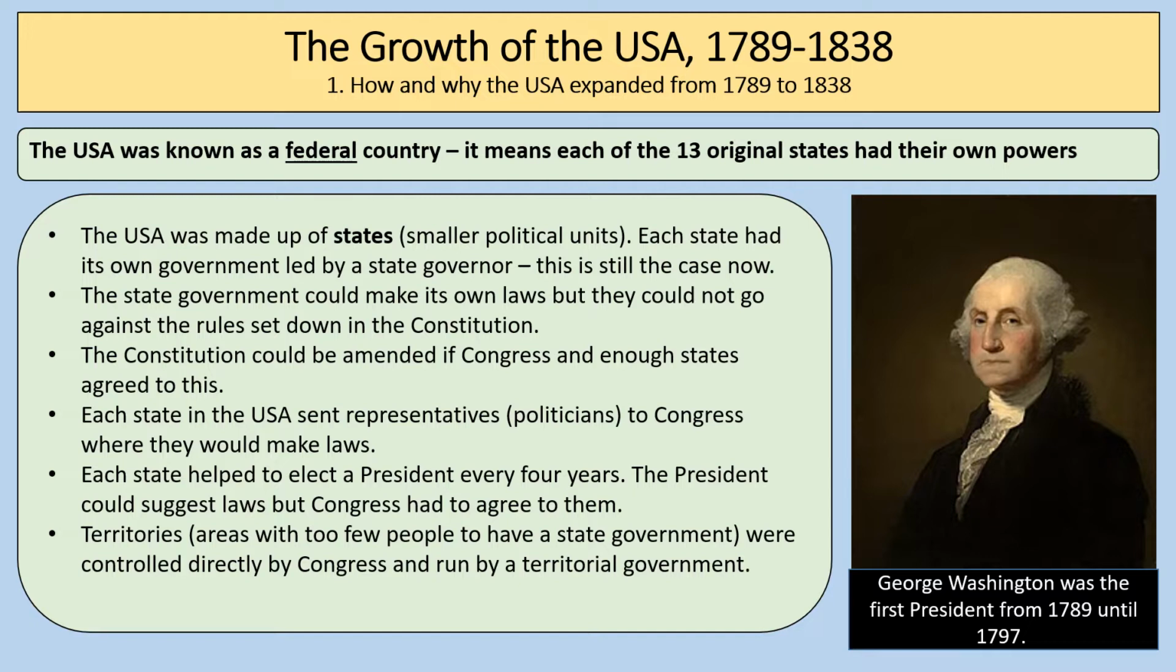Each state in the USA sent representatives to Congress where they would help to make laws. Each state also helped to elect the president every 4 years. The president can suggest laws, but Congress had to agree to them. Territories were areas with too few people to actually have a state government, and they were controlled directly by Congress.